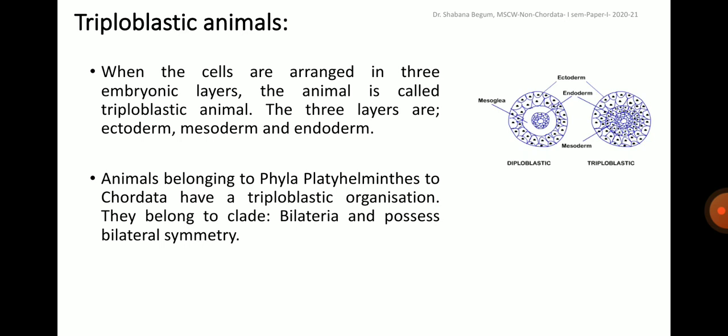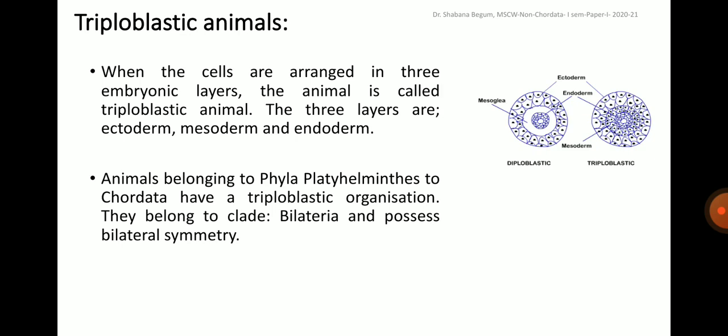The next type is the triploblastic condition, or triploblasty, or triploblastic animals. When the cells are arranged in three embryonic layers, which are the germ layers or primary germ layers, the animal is called a triploblastic animal. The three layers are the ectoderm, mesoderm and endoderm. Animals belonging to phyla Platyhelminthes to Chordata have a triploblastic organization. They belong to the Bilateria and possess bilateral symmetry.